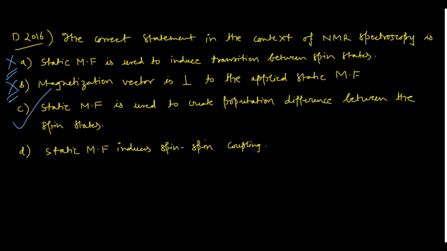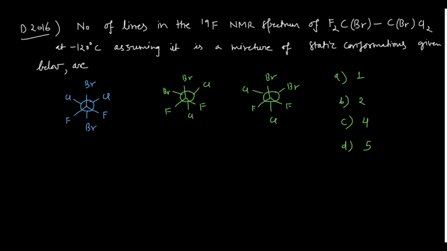You have applied a particular magnetic field to the spinning nuclei, and that magnetic field will create the population difference. This is the basics. So option C looks like the correct one, but we can check the last also. The static magnetic field induces spin coupling. No, spin coupling is not due to this magnetic field. So option C is the correct one, right? Now moving to the next problem.